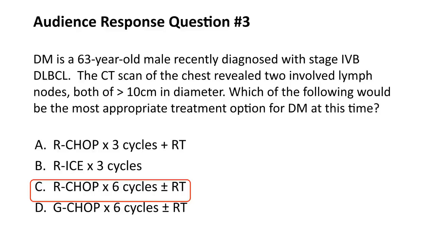Given the fact that this patient has stage 4B disease as well as very large and bulky tumors, he would certainly need 6 cycles, and the decision for radiation therapy would be made by radiation oncology, but it may be a possibility. The choice of 3 cycles is not appropriate. R-ICE is not indicated in the frontline setting, and G-CHOP was actually a negative study in diffuse large B-cell lymphoma, so those answers are not appropriate.